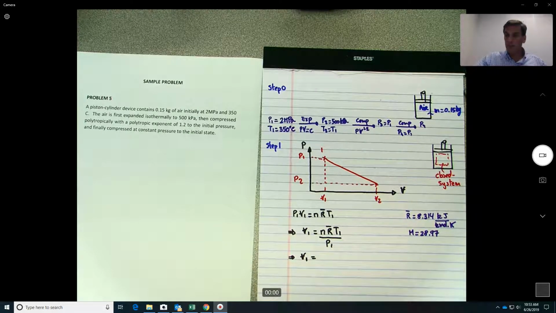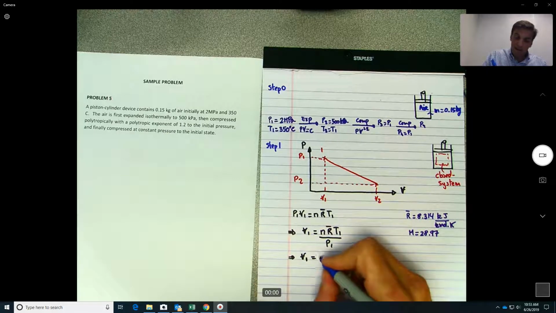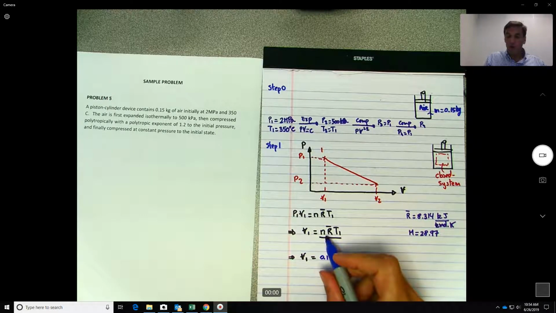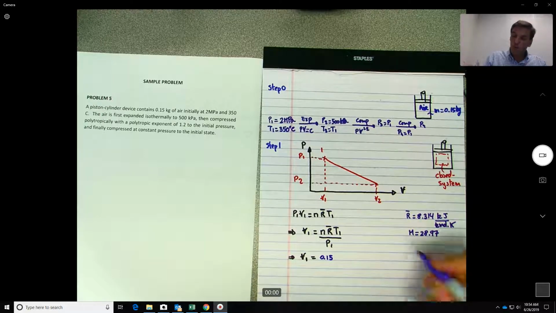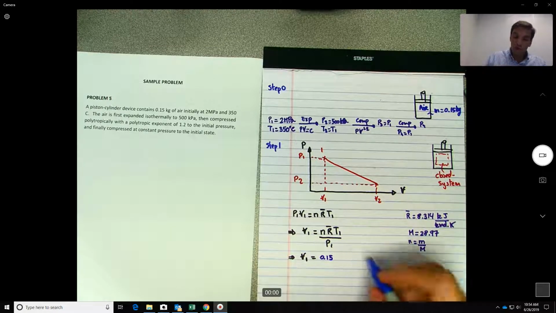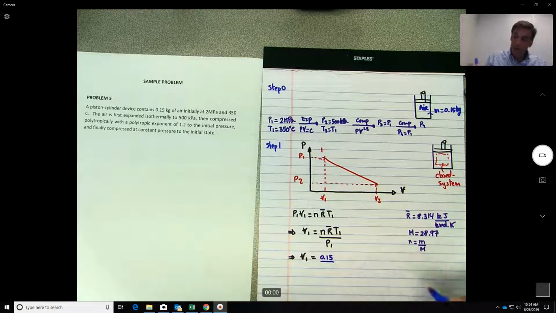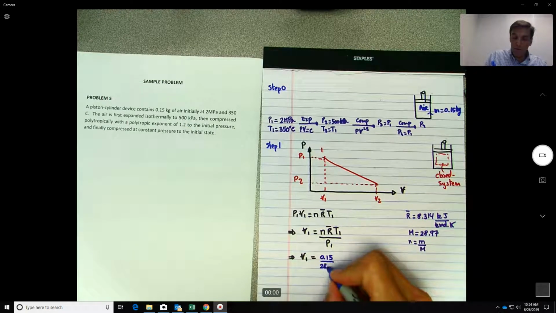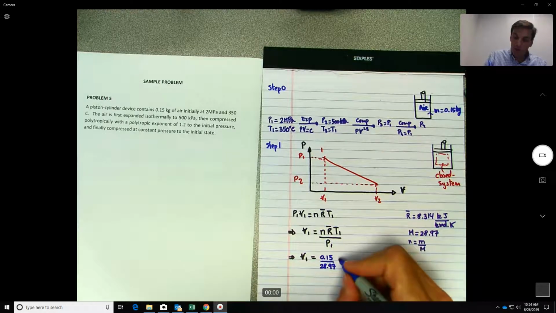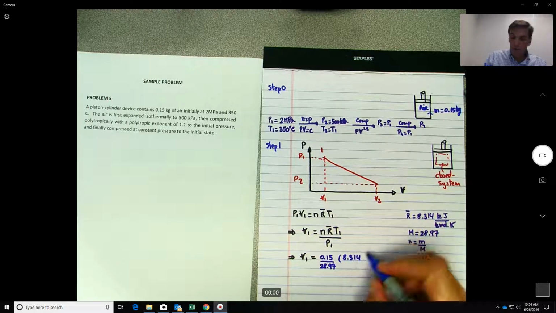That would give us what? So we know the mass is 0.15, but n would be the number of moles. So the number of moles is equal to what? Mass divided by molar mass. So n is equal to 0.15 divided by 28.97. Now we're going to multiply by the R, which is 8.314.